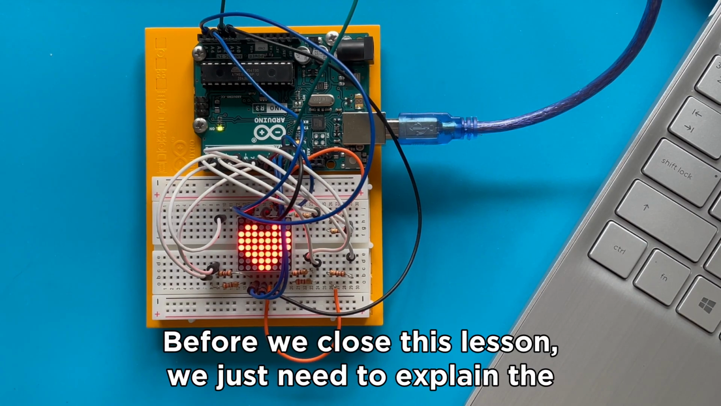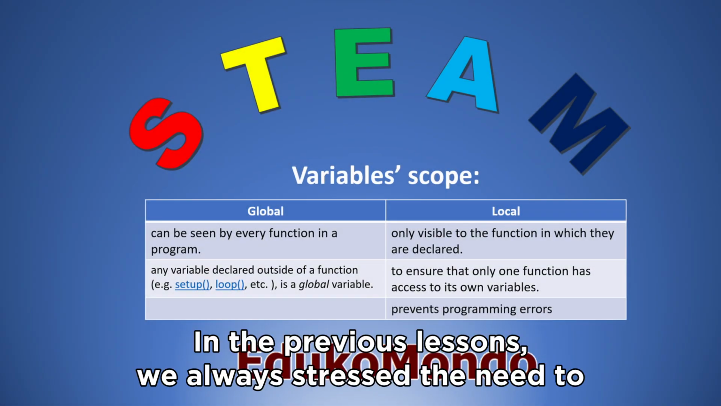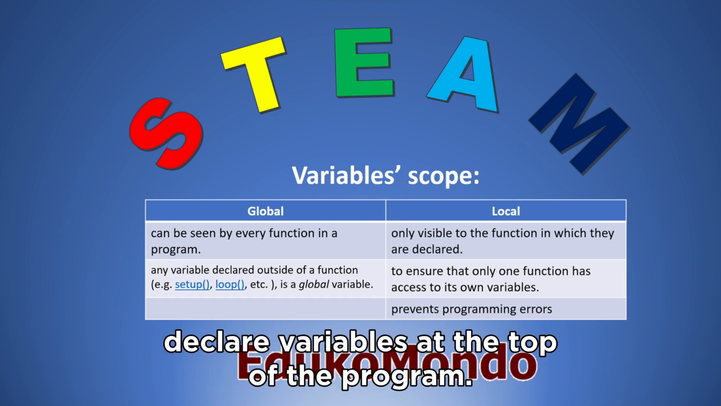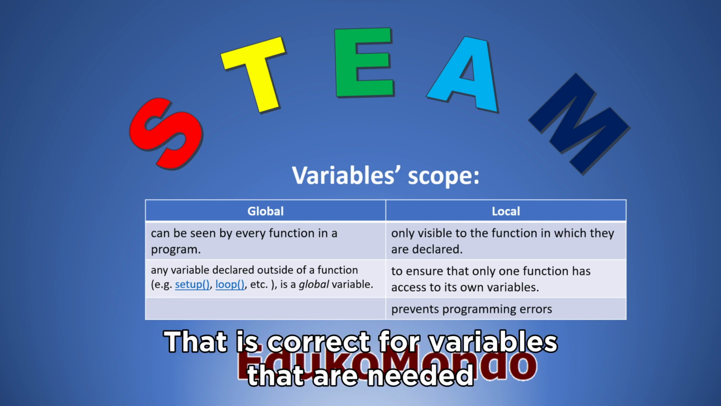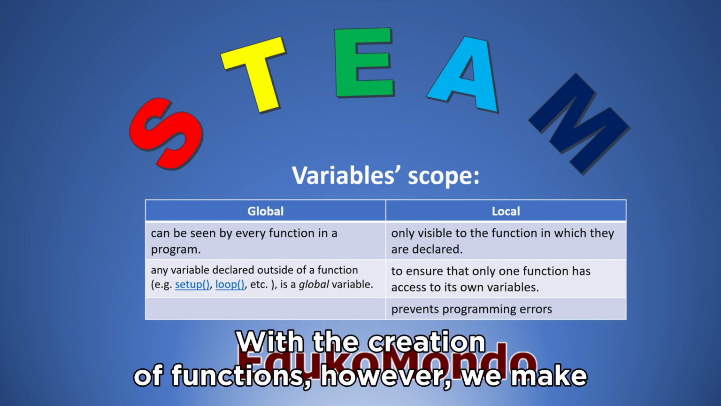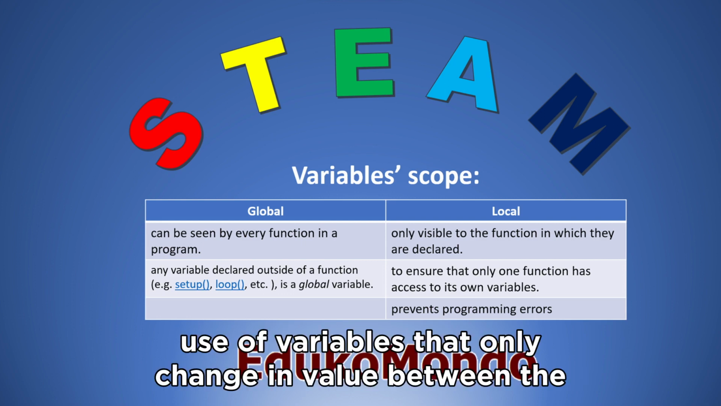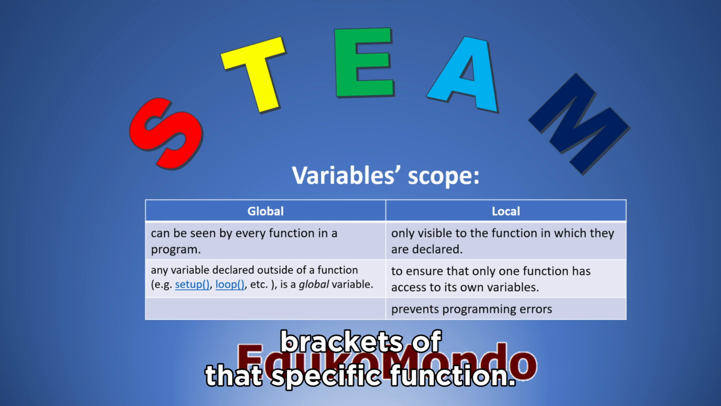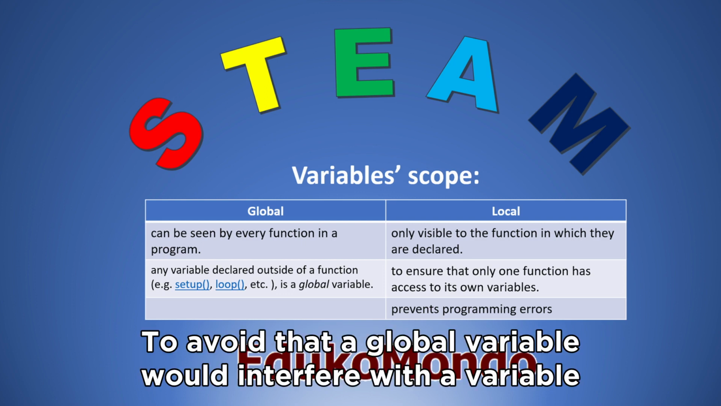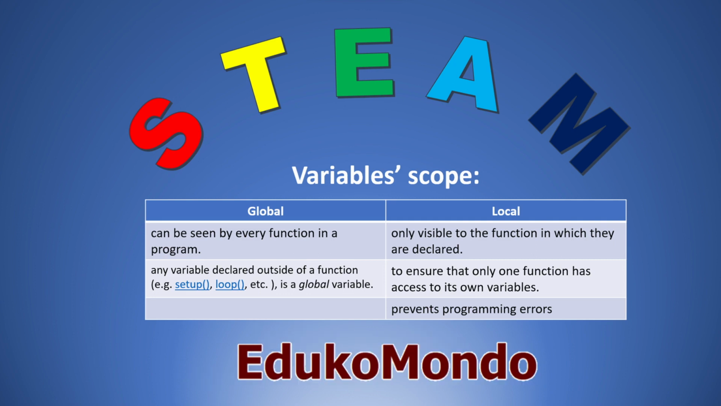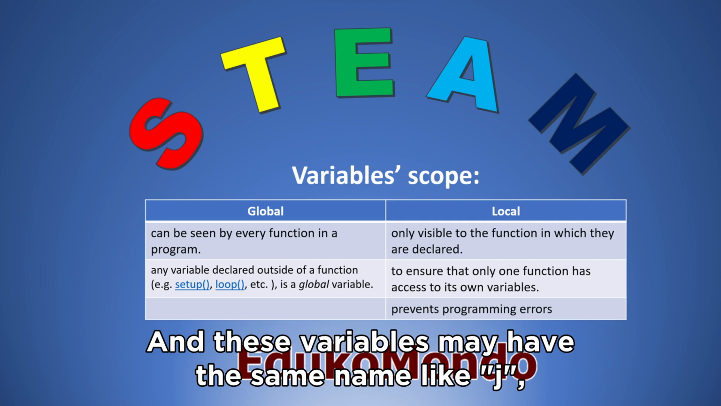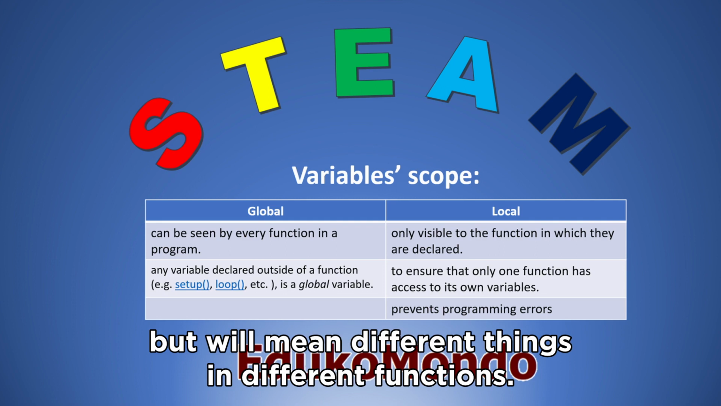Before we close this lesson, we just need to explain the difference between global variables and local variables. In the previous lessons, we always stressed the need to declare variables at the top of the program. That is correct for variables that are needed throughout the program. With the creation of functions, however, we make use of variables that only change in value between the brackets of that specific function. To avoid that a global variable would interfere with a variable that may have another use in a function, we create local variables. And these variables may have the same name, like j, but will mean different things in different functions.